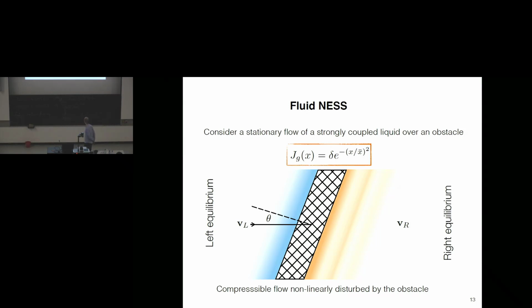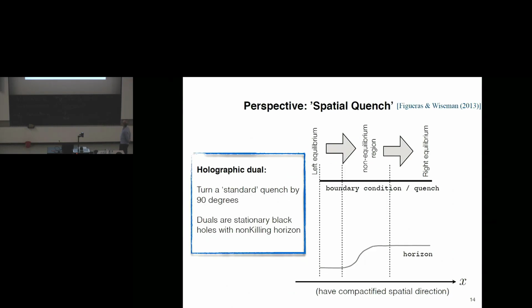So this compressible flow is non-linearly disturbed by the obstacle, but we find some universal features. So this is then the perspective essentially relating to what I said in the beginning. This is really a 90-degree version of the time-dependent quench. Okay, this all sounds a bit counterintuitive. I hope to elucidate a little bit more later.